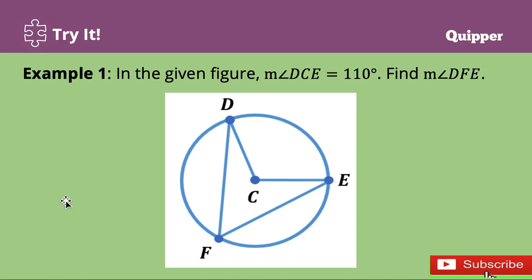Now let's try some examples about the properties of central and inscribed angles. Number 1. In the given figure, measure angle DCE measures 110 degrees. We are to find the measure angle DFE or the inscribed angle. And take note they are sharing the same intercepted arc, so we can use the inscribed angle theorem.